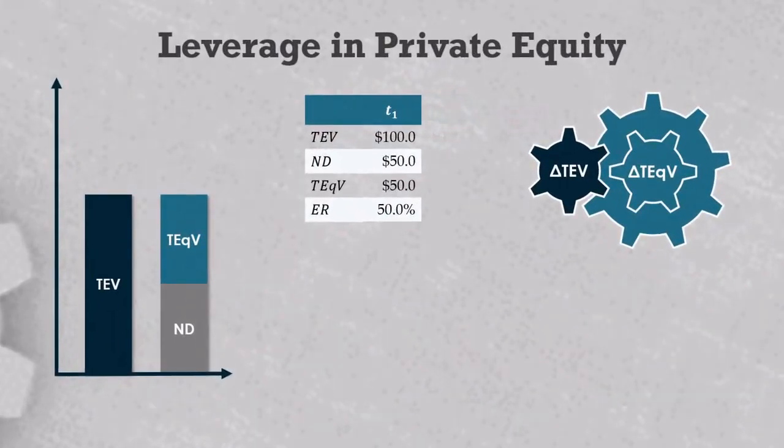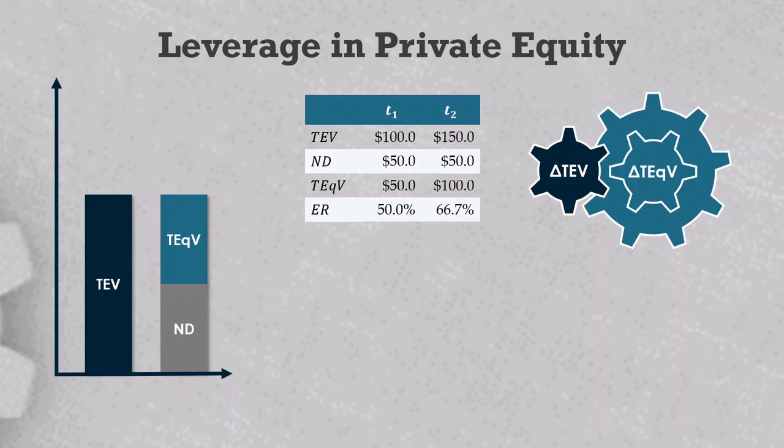Let's start with a $100 million company that has 50 of debt and 50 of equity. Because equity makes up half of the capital structure, it also has an equity ratio of 50%. Now we grow the company by 50%, but we keep the debt level constant.